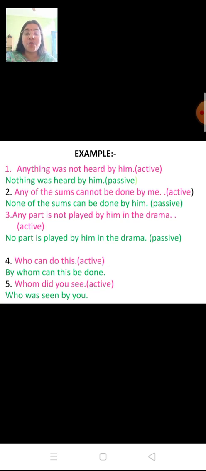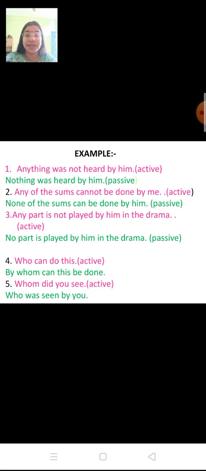Like: anything was not heard by him. This is in active voice. Now you want to change this into passive voice. Then the sentence will be: nothing was heard by him. Any of the sums cannot be done by me. None of the sums can be done by me. Any part is not played by him in the drama. No part is played by him in the drama.